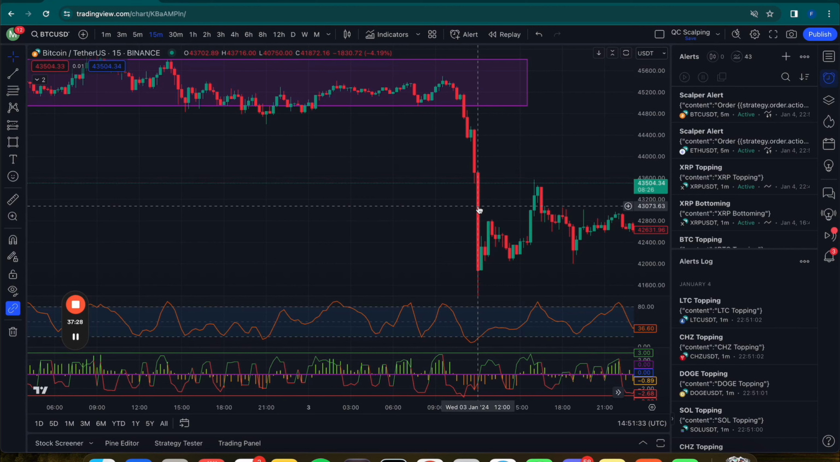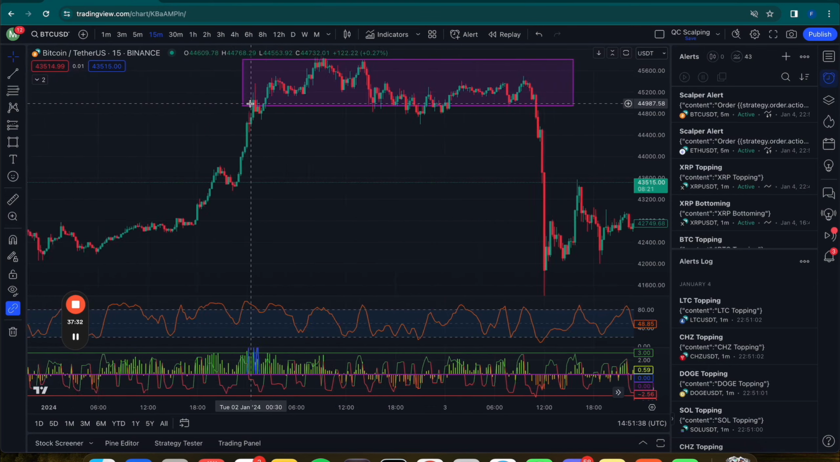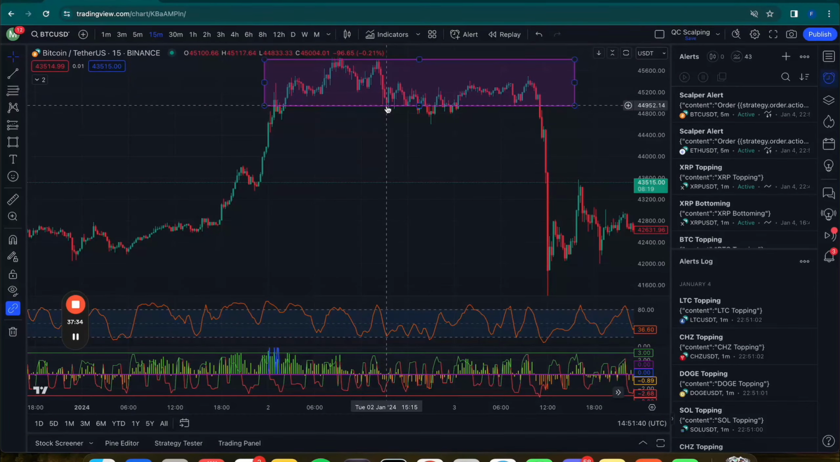So that's the important part here. We anticipate where price is going to go. Okay, we're range trading here. We're in a range. We're at the bottom of the range.